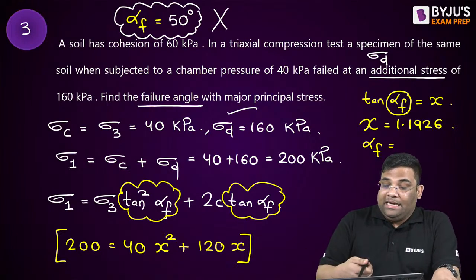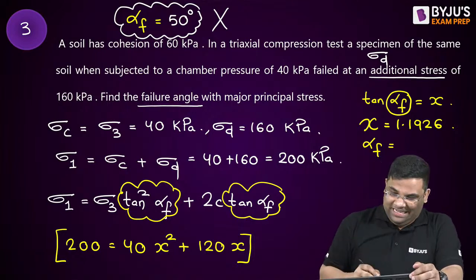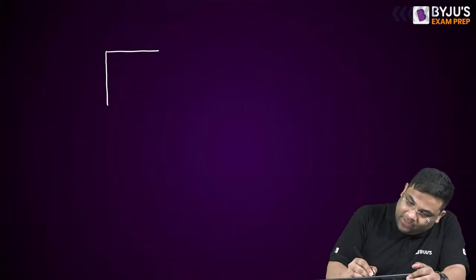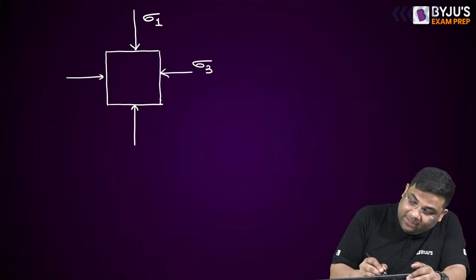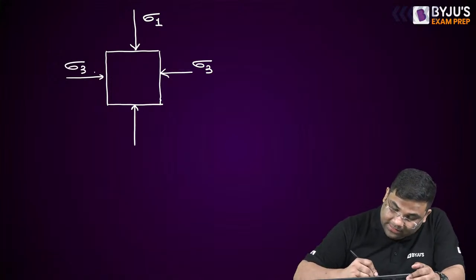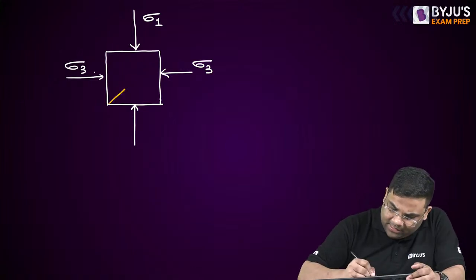Why? I will tell. It is written with major principal stress. Tricky question. You see, if we have this stress element, this is the sample. This is major and this is minor, right? And this is the failure plane. We can say something like this.